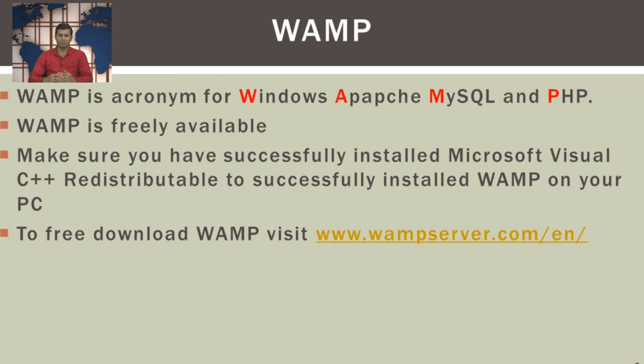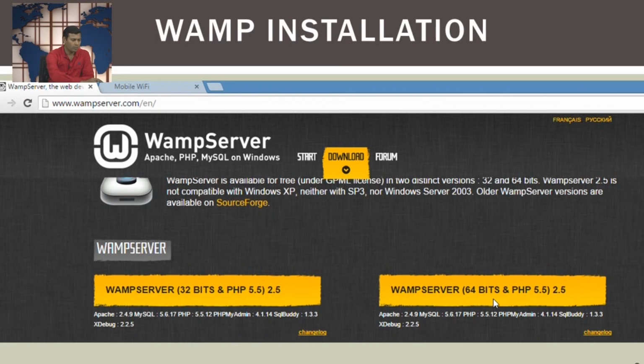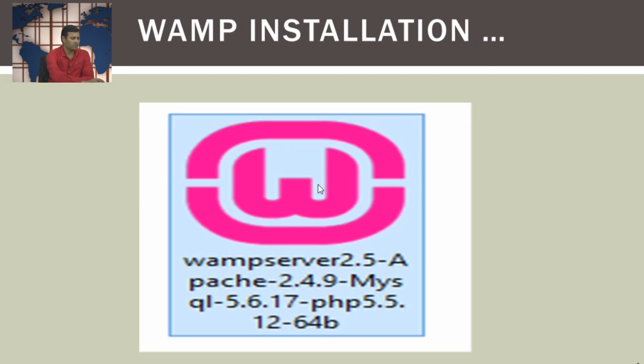www.wampserver.com/en. There are various versions available for either 32-bit or 64-bit. Right now my laptop has Windows 8 64-bit, so I use the Wamp server 64-bit 2.5 version. If you have a 32-bit system, you can download the 32-bit Wamp server. Once you download the Wamp server, the symbol will be available to you. It is Wamp server 2.5, which has Apache version 2.4.9, MySQL 5.6 and PHP 5.5 for 64-bit. Once you download it, just double click on this icon.